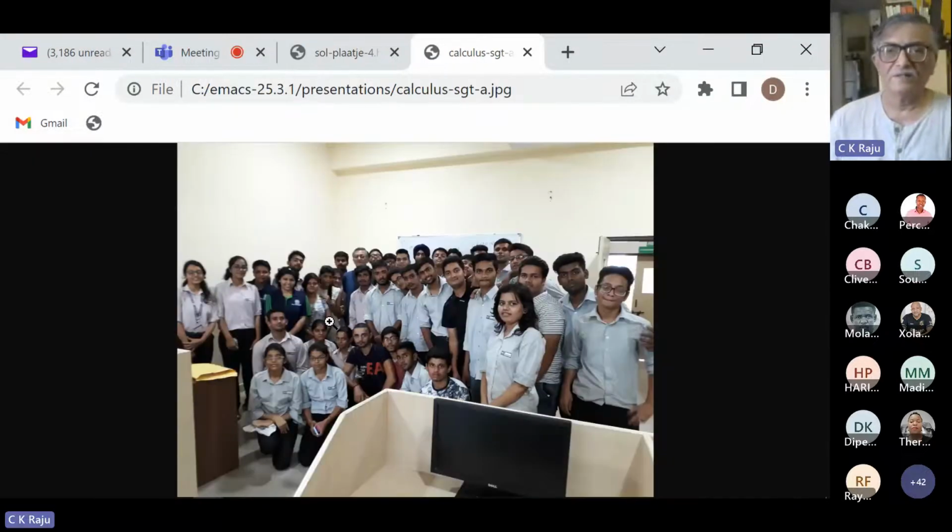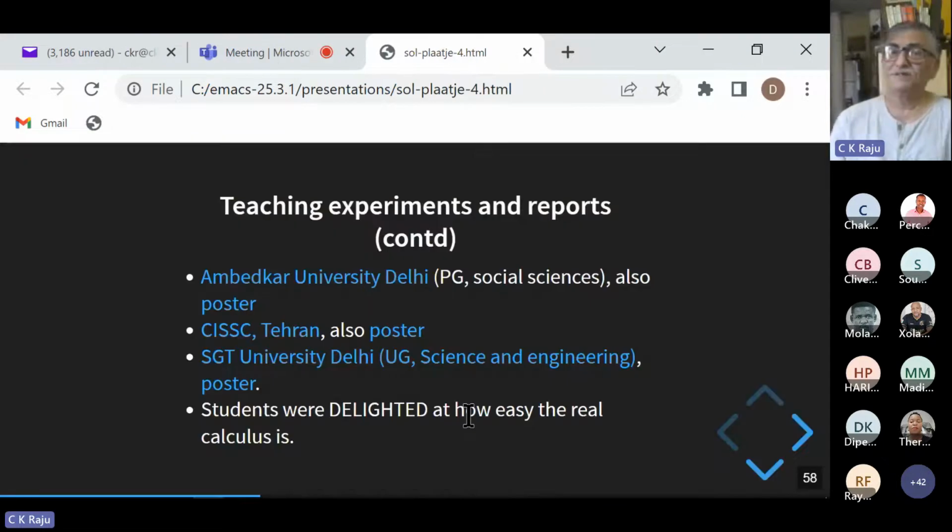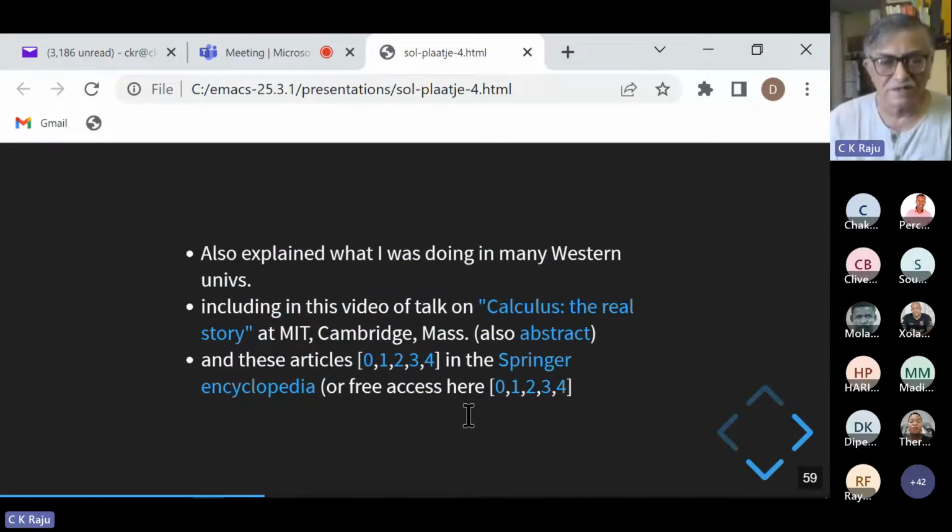So they are here in the computer lab, a big batch. All right. They were delighted at how easy the real calculus is. Because they are all science and engineering students, they go through the IIT test, they are mugging how to calculate derivatives and integrals. This was not difficult here, what they did.